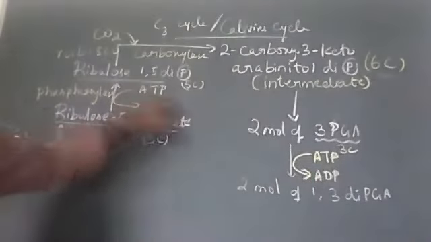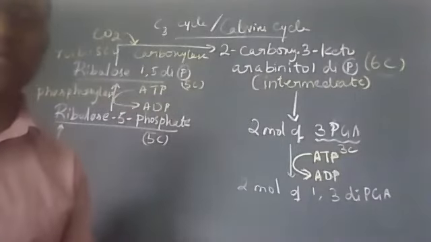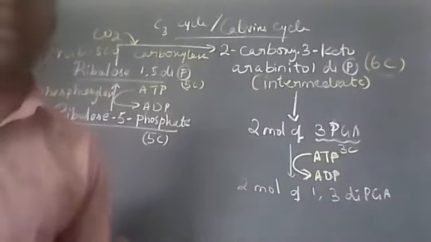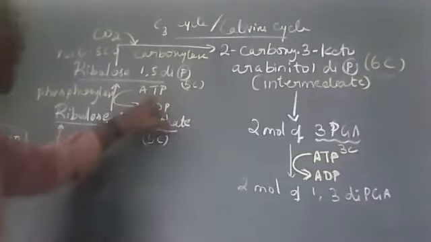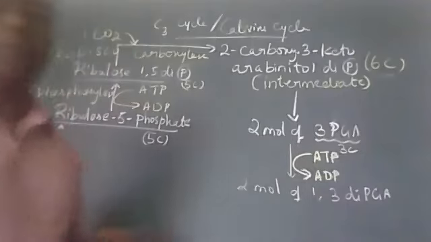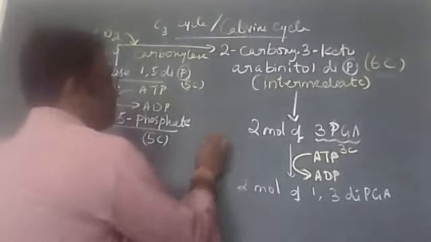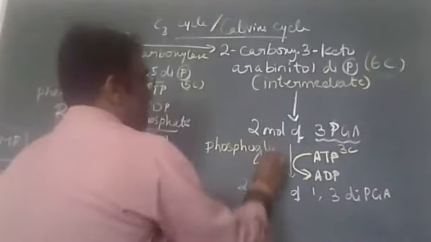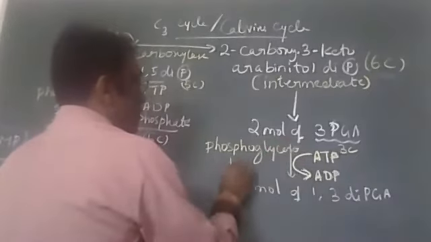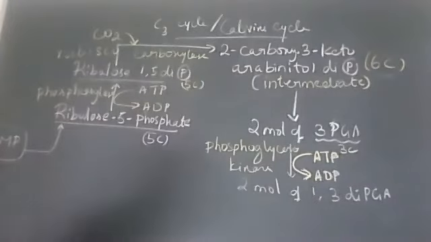Can anyone tell me where we got this ATP from? Guess very fast. From the light reaction. Very good. We studied the light reaction. There we got ATP, and that ATP is used here. Think like that. The name of this enzyme is phosphoglycerokinase. We got 2 molecules of 1,3-diphosphoglyceric acid.